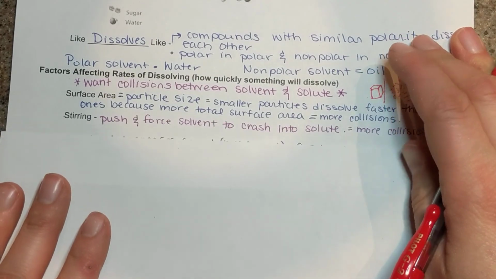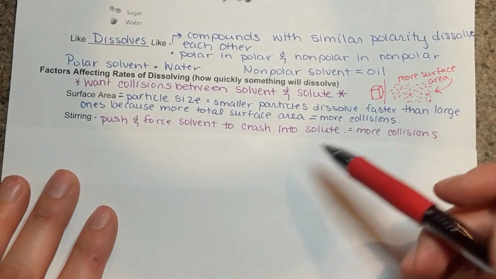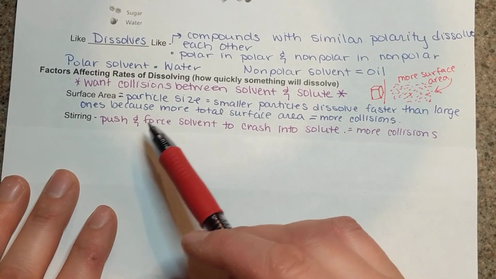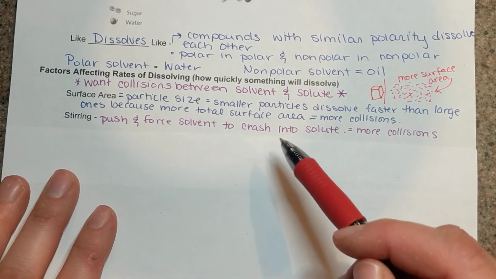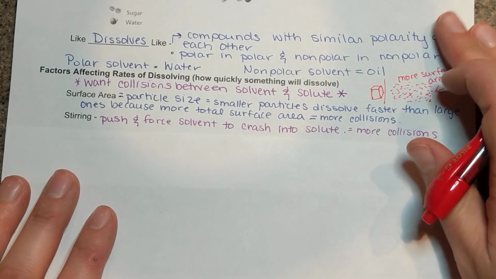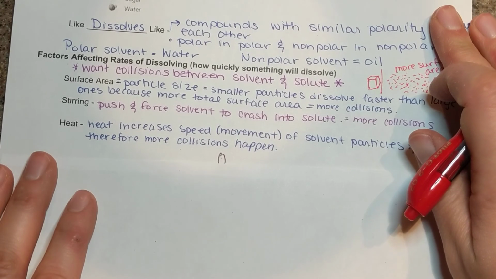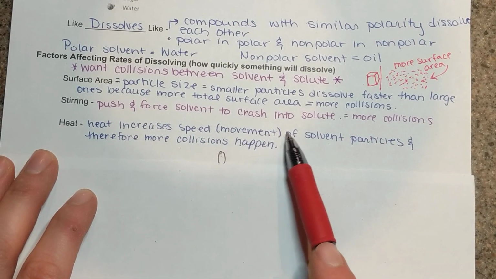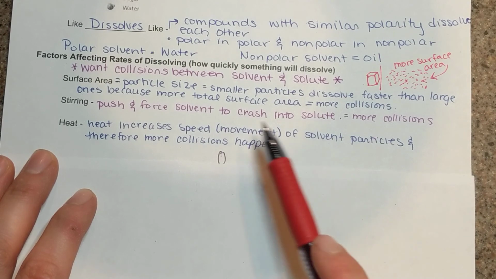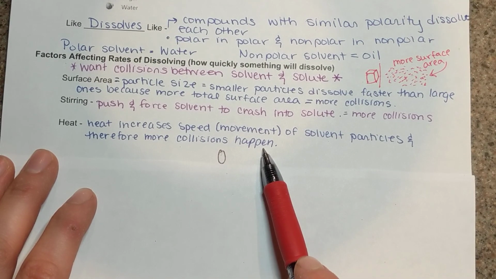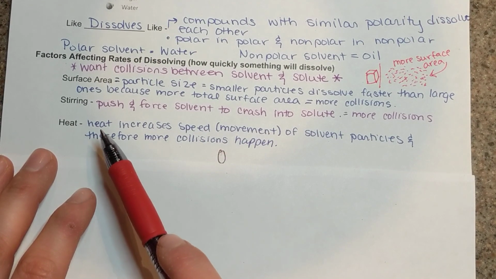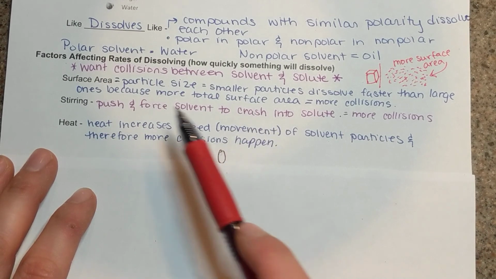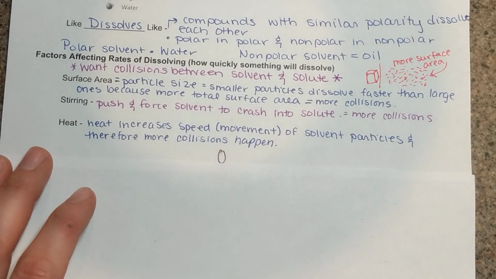I can also stir my solution. Stirring pushes and forces the solvent to crash into the solute, creating more collisions. And lastly, I can heat. As I heat, that increases the speed or movement of solvent particles, and therefore more collisions happen. Heat is movement, and so the more I heat something, the faster it's going to move.